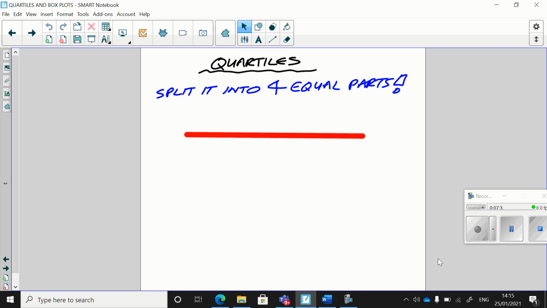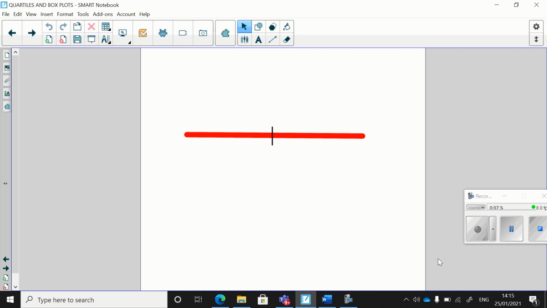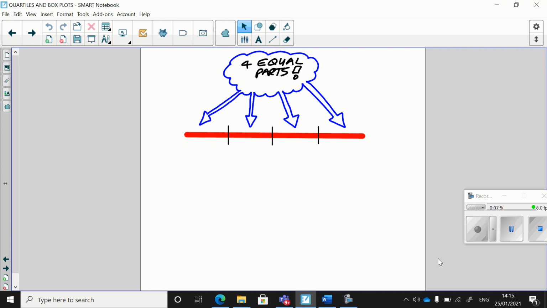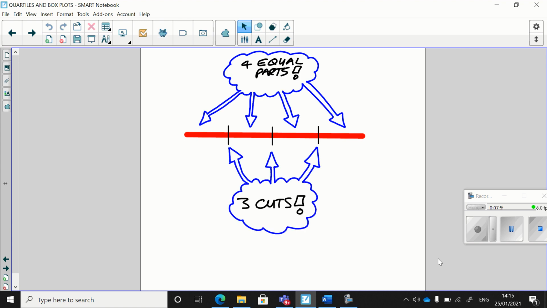Okay, let's split it into 4 equal parts. So how many cuts do we need here? Well, there's the first one right in the middle. Okay, and since we want equal parts, either side of that line, I think we need another split exactly in the middle of the one on the left and the one on the right. So it looks as if just by using those 3 cuts, I have split it into 4 equal parts. Right, so we only needed 3 cuts.